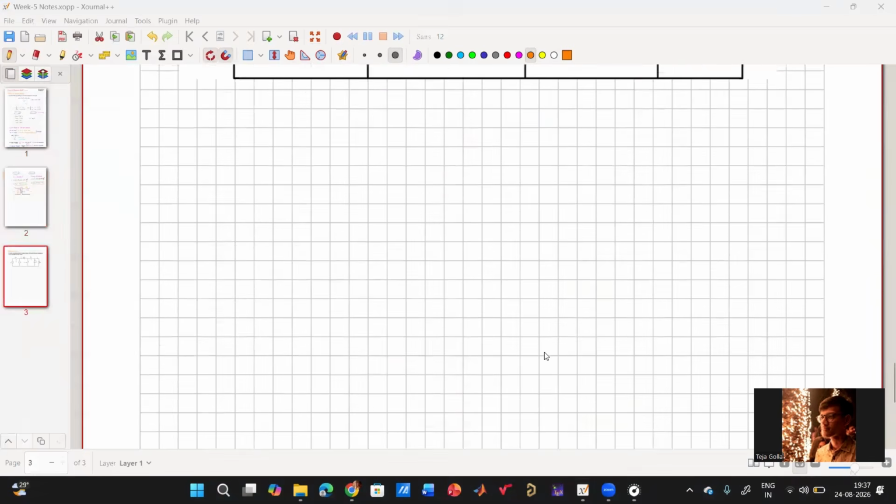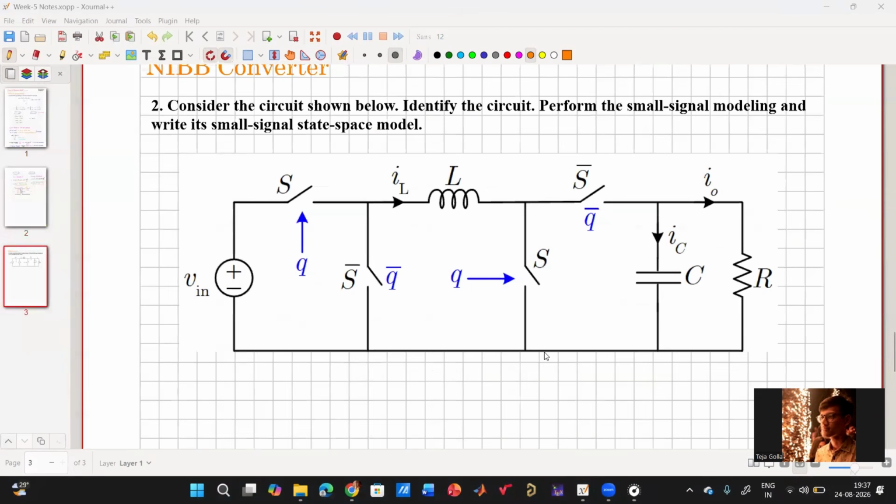Let's hope we'll be able to finish this other problem also. Coming to our second problem: consider the circuit shown below, identify the circuit, perform the small signal modeling and write its small signal state space model. Can anyone identify what this converter is?